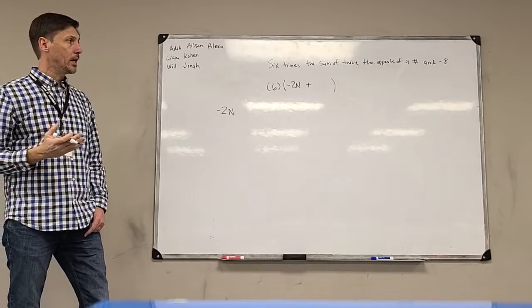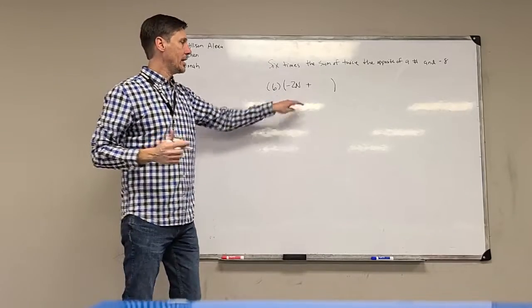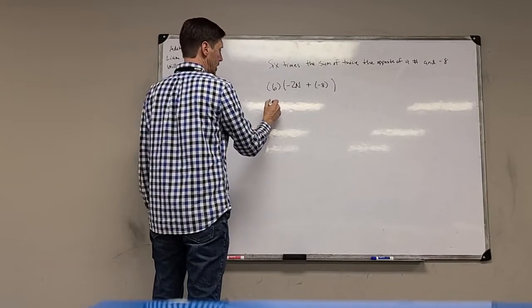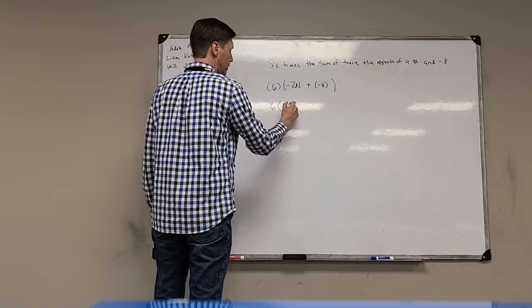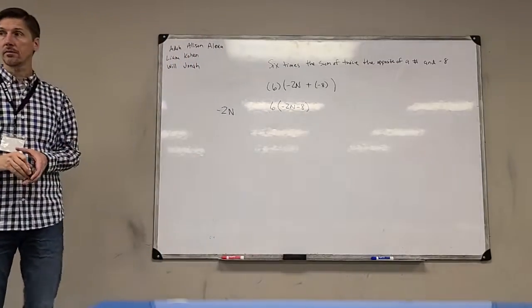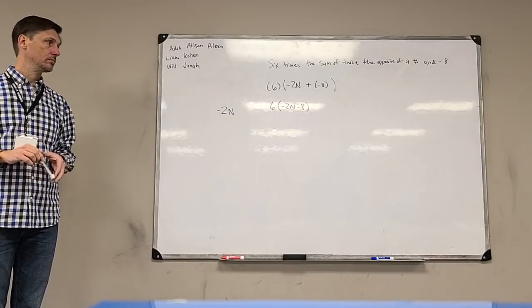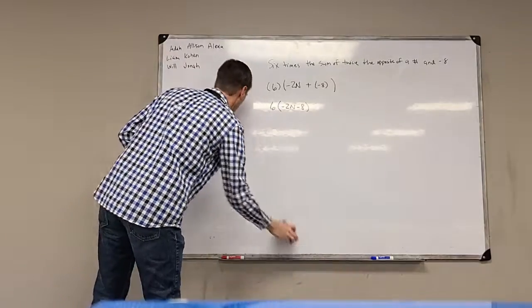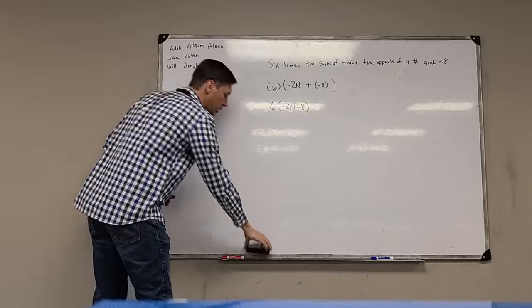And what are we summing together? Twice the opposite of a number and negative 8. All right. So if I simplify this, it's actually going to be 6 times negative 2n minus 8. You guys see that? That would be our expression that represents that. Did I lose anybody in that?